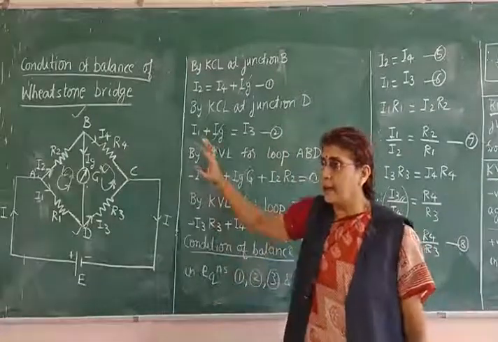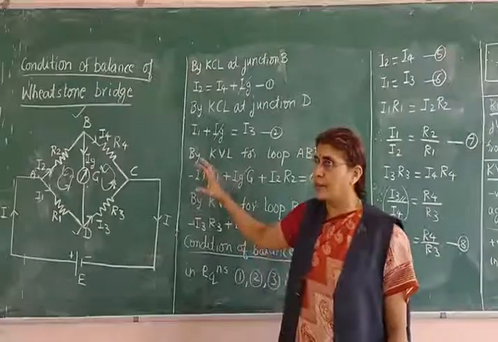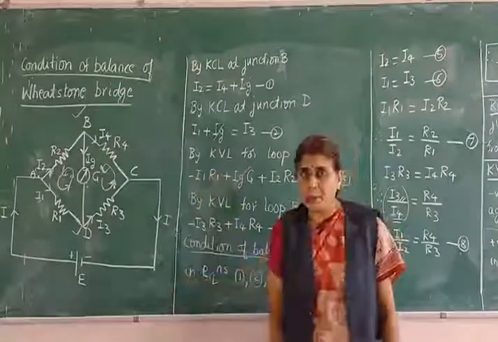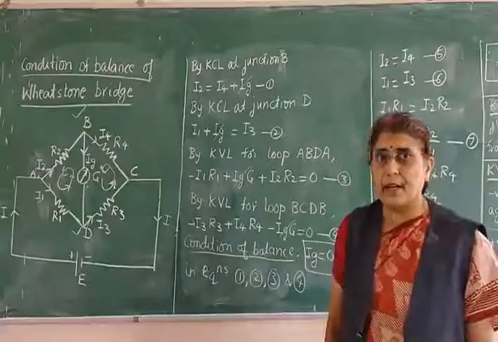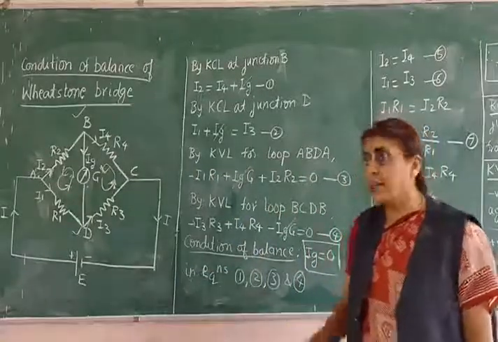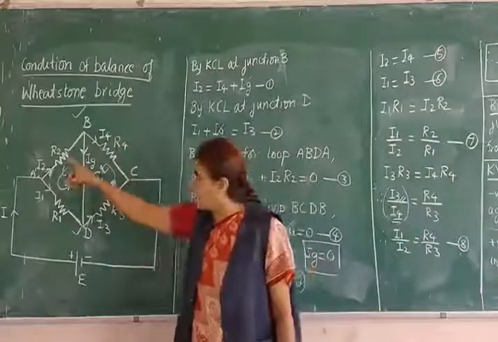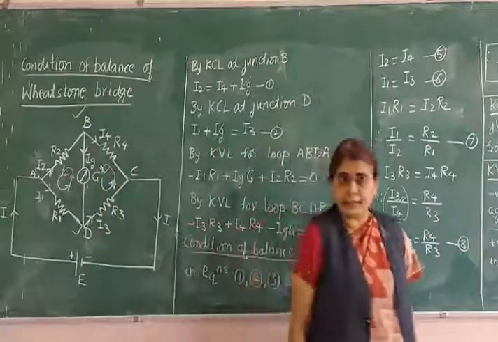This is a repeatedly asked question in current electricity, and it is a 5 marks question. So if you want to remember the derivation for this 5 marks question, I will tell you briefly what the steps are. First thing is, draw the correct diagram with the correct direction of currents. That is the first step.